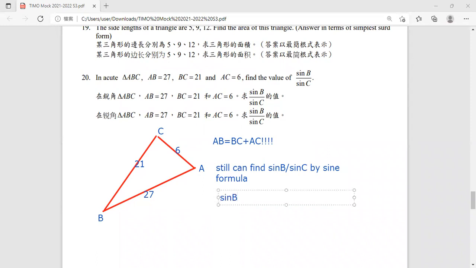Sine B over AC is equal to sine C over AB. So you just put the numbers on it. Sine B over 6 is equal to sine C over 27. So sine B over sine C is actually equal to 6 over 27, which is equal to 2 over 9. Using the sine formula.